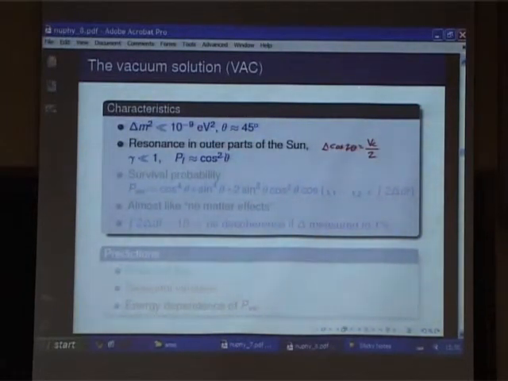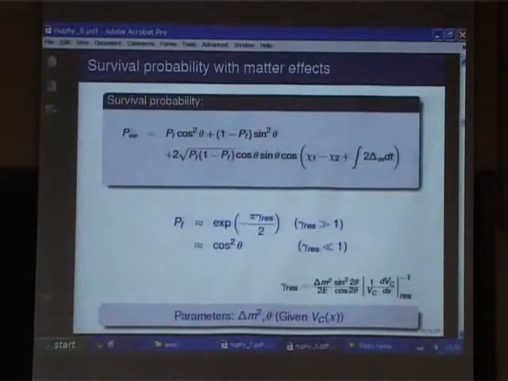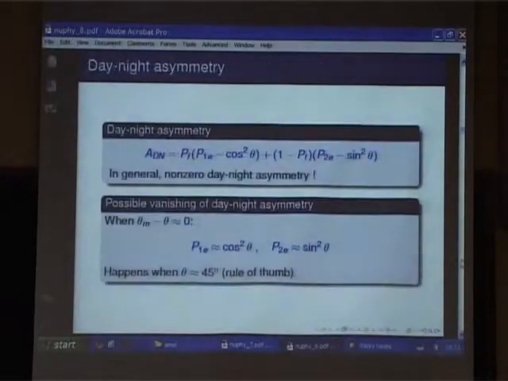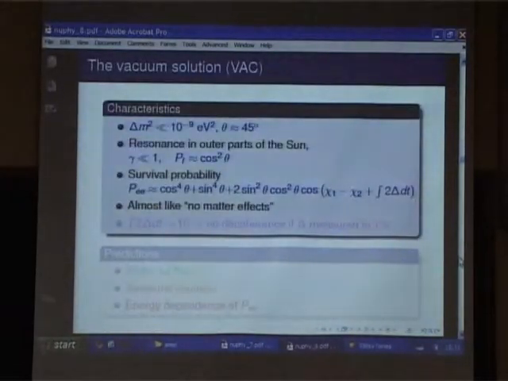If PF is cosine square theta, then we can write down the whole expression. So remember we had this whole expression. Now we will substitute PF by cosine square theta. So this becomes cosine to the power 4 theta, sine to the power 4 theta, and plus 2 sine square theta, cos square theta, something. Let me show you what that something is.